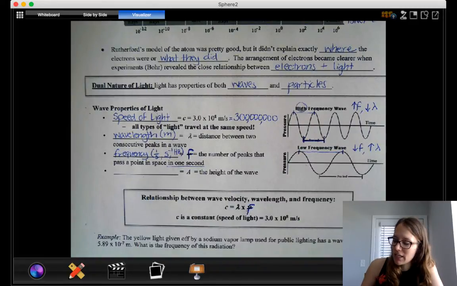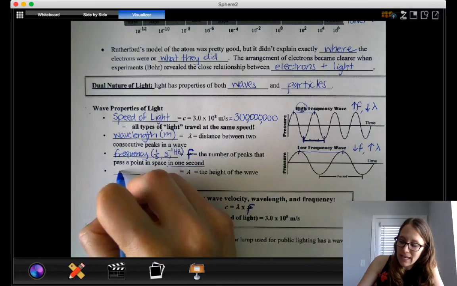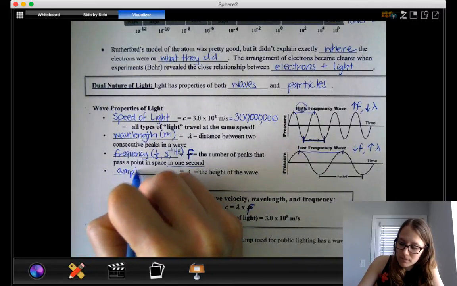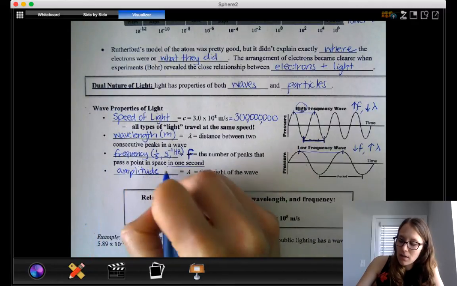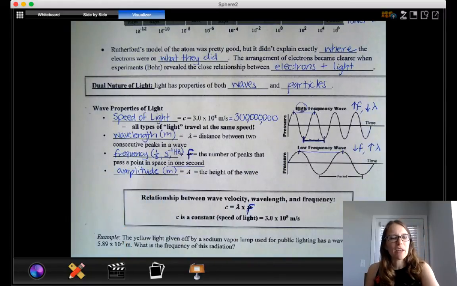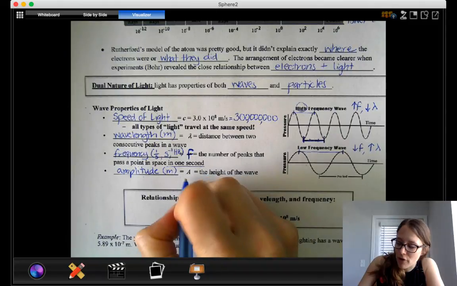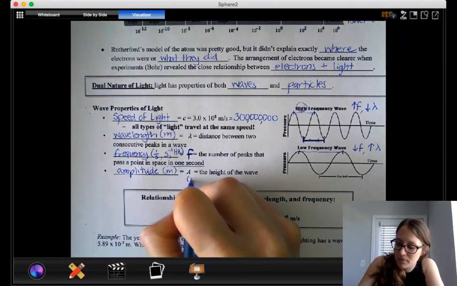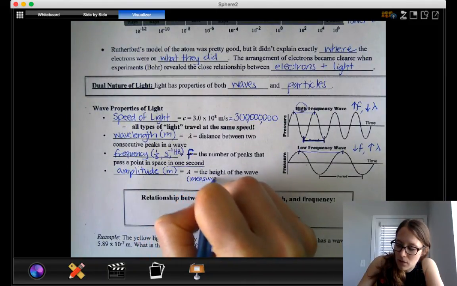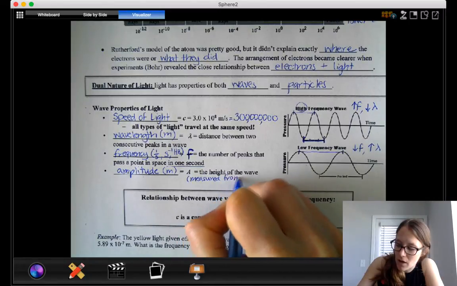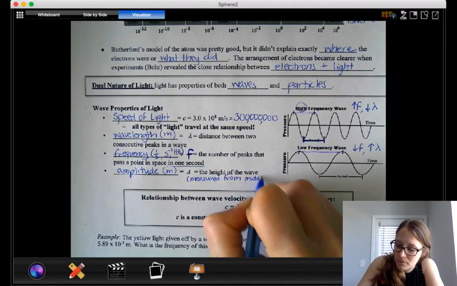Last term on here for wave properties of light. The height of a wave is called amplitude. It's a height. It's measured in meters, just like length is. And the amplitude is always measured from the middle point. So measured from the middle.